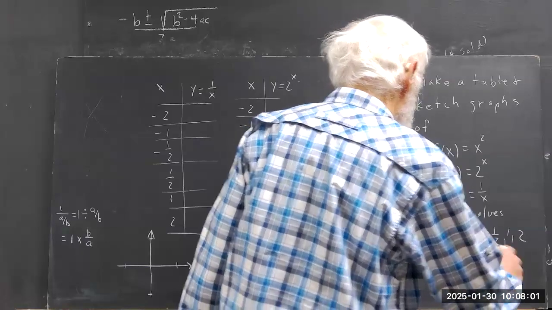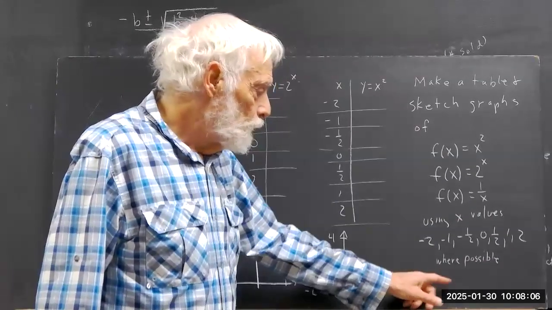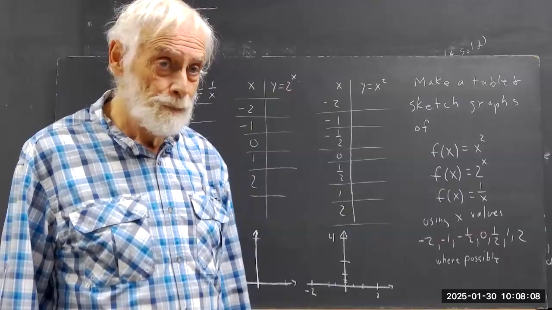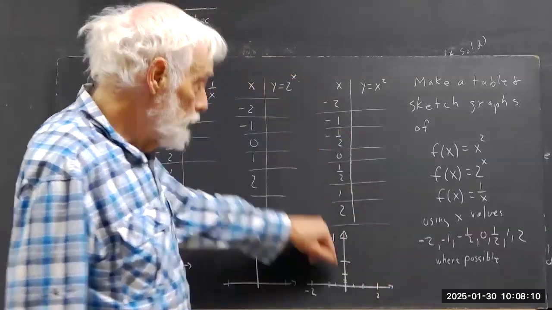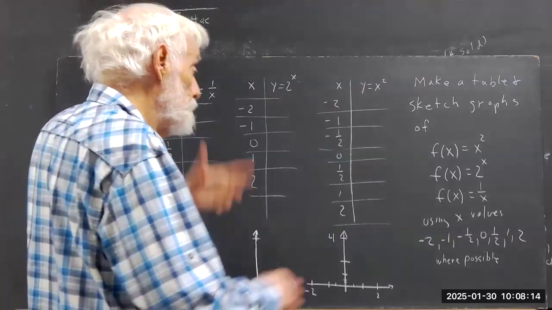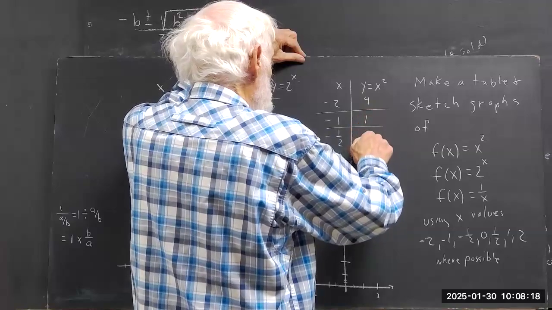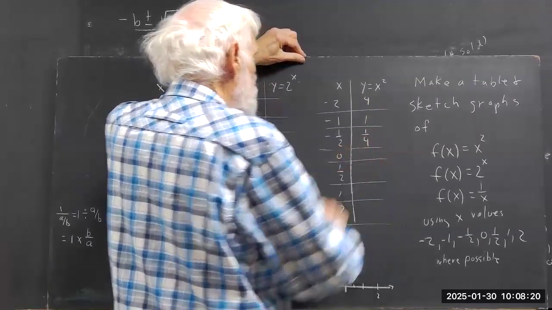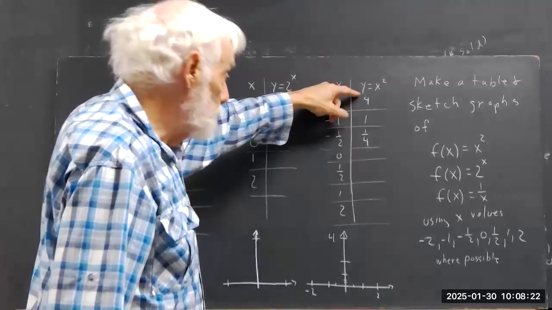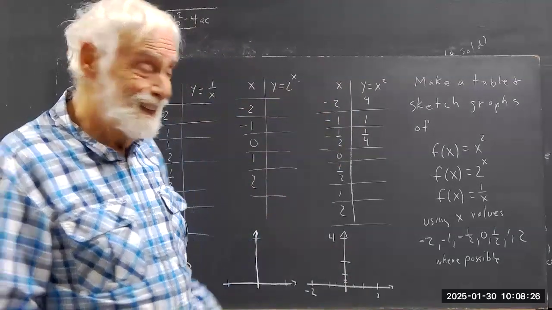In my instructions, I said use these values where possible. Okay. It's possible to square every one of these numbers, so we're going to use them all. All right. Well, then we square. Well, that's easy. -2 squared is 4, -1 squared is 1. 1/2 squared is 1/4. Don't make a mistake. We're not putting a negative in front of these, because you're squaring.